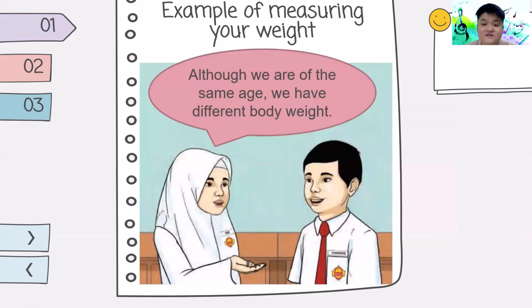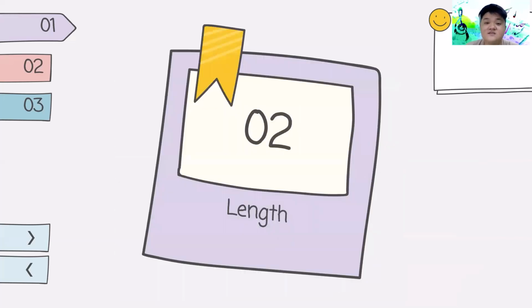Excellent. Okay, so look at what his friends say. Although we are of the same age, we have different body weight. Even though they are of the same age, they have different body weight. Their weights are different. Okay? Now, let's go to the second part of our lesson.